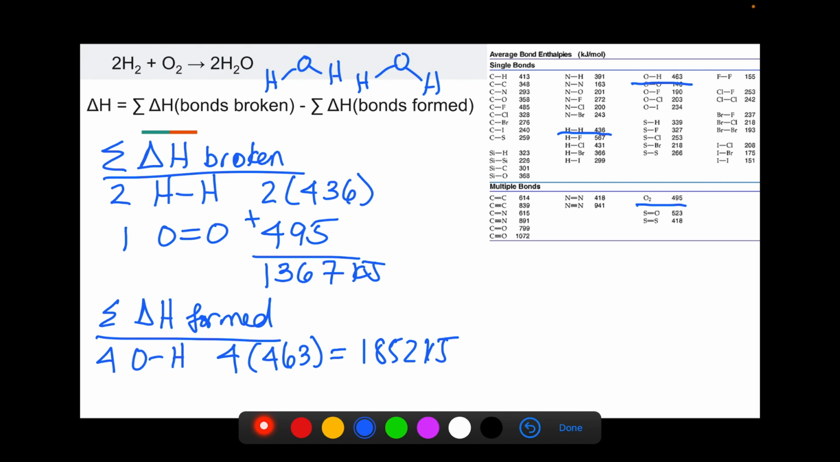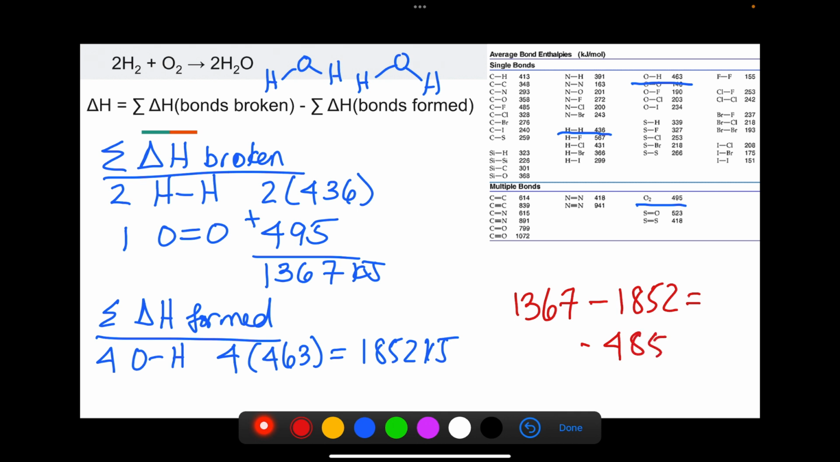Now going back to our original reaction, I'm going to take the energy that we put in to break reactant bonds and subtract from that the energy we get out when product bonds form. Doing that math, I see that our overall delta H is negative 485 kilojoules per mole. In other words, 485 kilojoules will be released when 1 mole of this reaction occurs. It makes sense that the value is negative, meaning this is an exothermic reaction, since more energy was released when the product bonds formed than was put in to break reactant bonds.